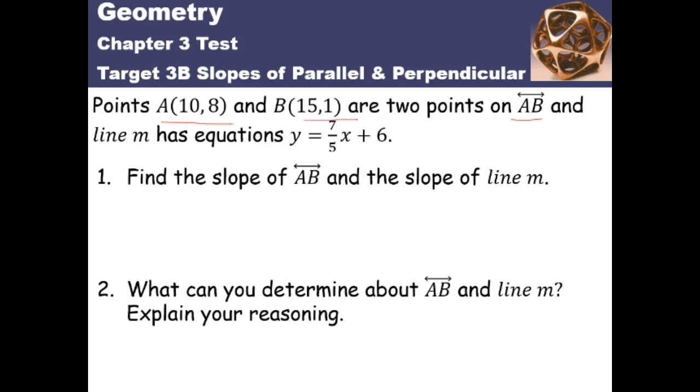So to find the slope of AB, I use the two points that they give us on A and B. So I'm going to use the (10, 8) and the (15, 1). And I'm going to use the slope formula. Now remember, m stands for slope, and the slope formula is y sub 2 minus y sub 1 over x sub 2 minus x sub 1.